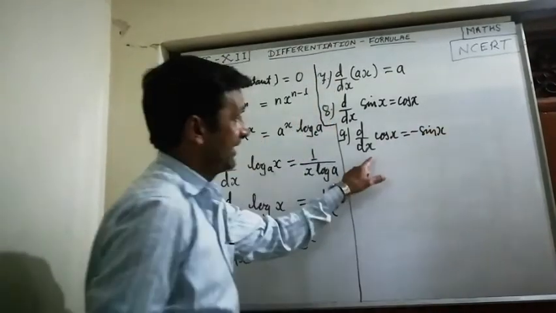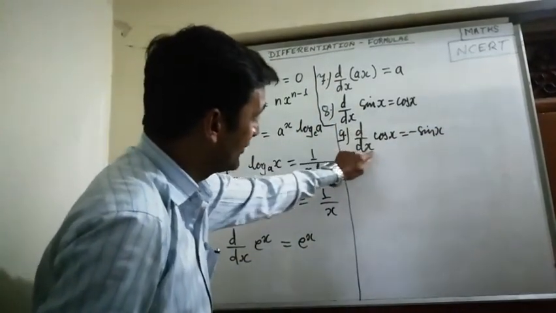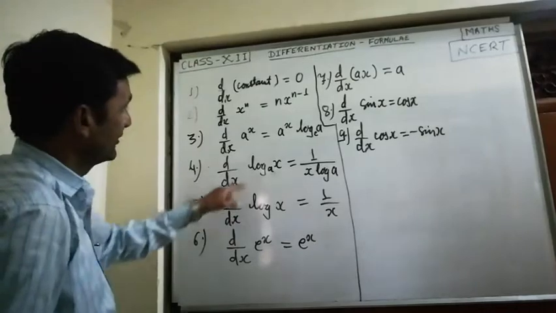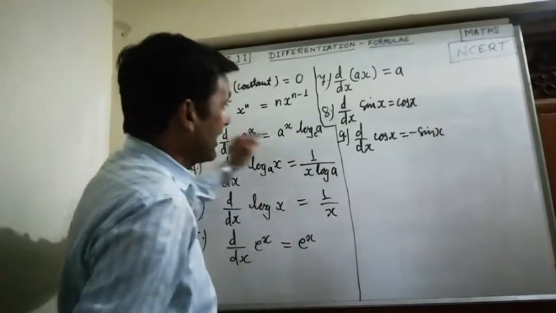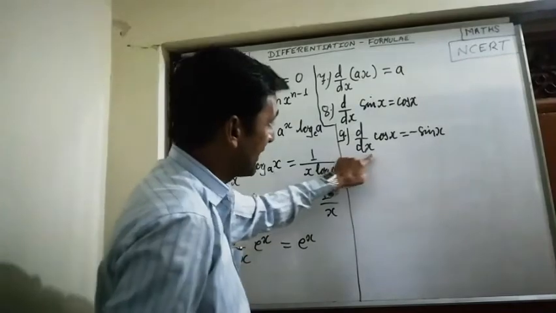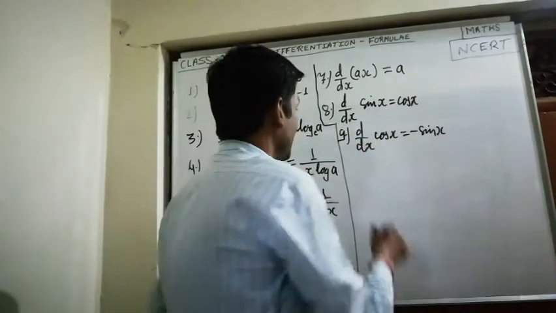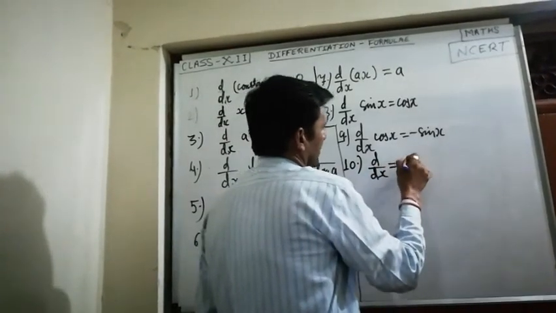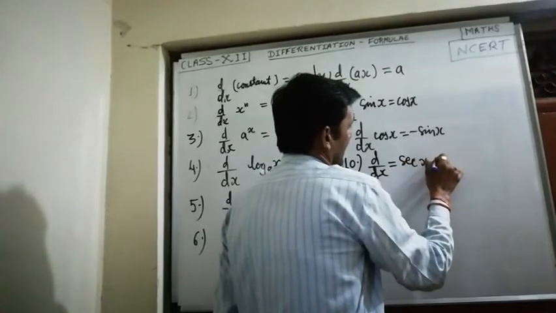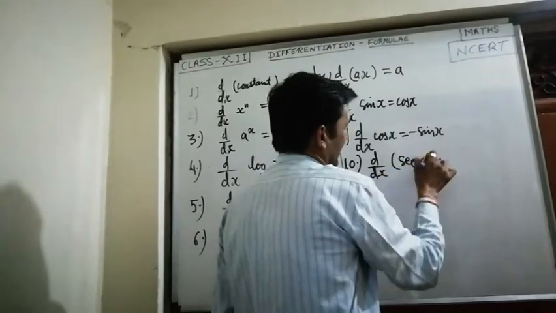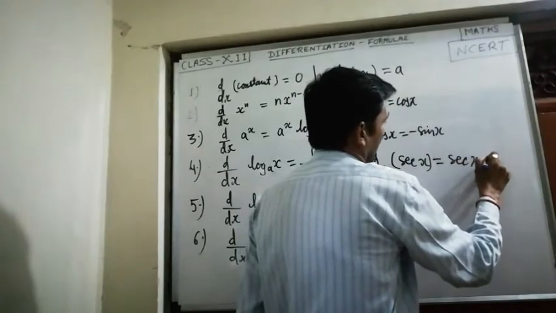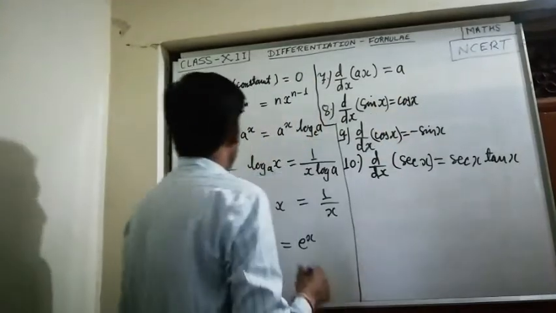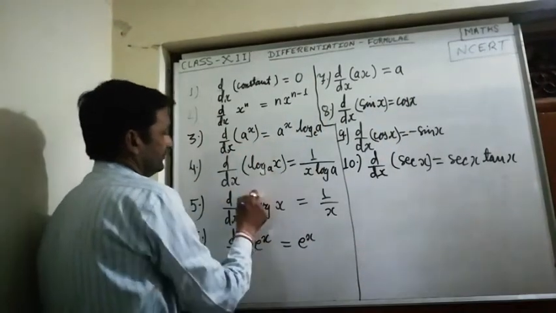With respect to x, I am explaining it. It is called differentiation with respect to x. This d by dx means differentiation with respect to x. Everywhere the function is of x only, so that's why I am writing here d by dx. Differentiation with respect to x of cos x will be minus sin x. Now differentiation of sec x will be sec x tan x. You may write these in bracket also.